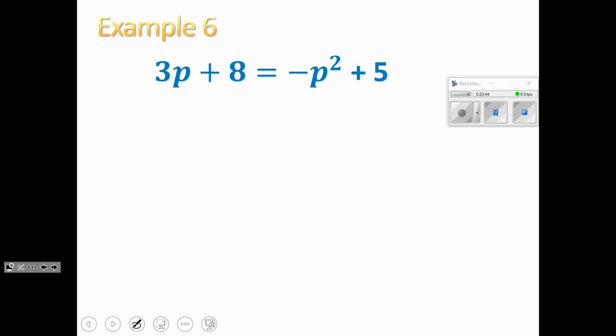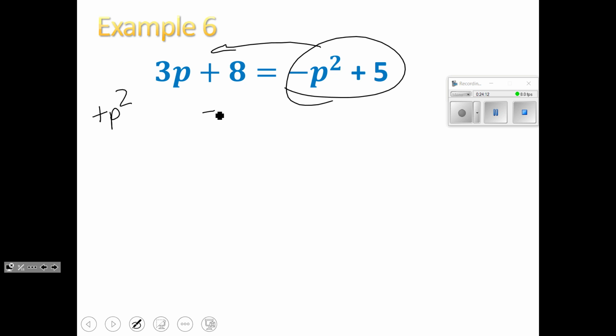Okay, so let's talk about this one. If we are going to set it equal to 0, my question is do I want to move the 3p plus 8 to the right side? Or do I want to move the -p squared plus 5 to the left side? And I'm going to choose this to move over here. Can you tell me why? Because I want to make sure that my p squared is positive. So I'm going to put my plus p squared over here, and then my 5 comes over and he's negative. And I just line them up with what they match with. So this is going to become p squared plus 3p plus 3.